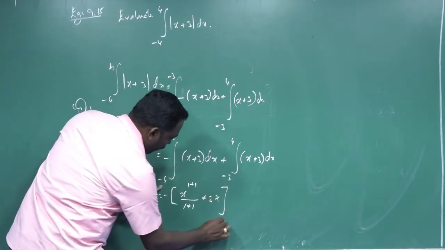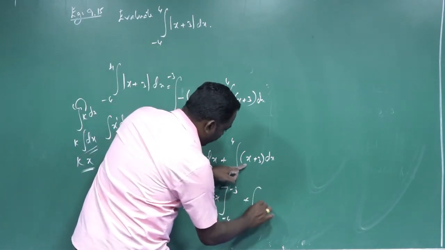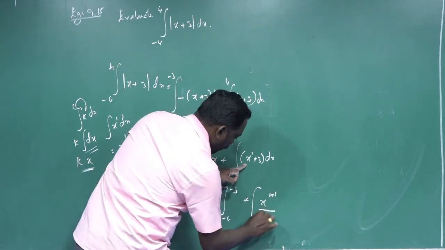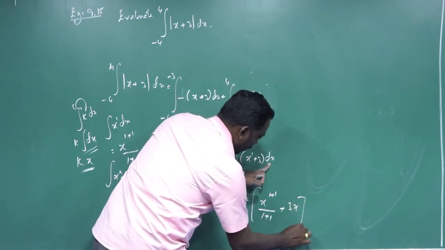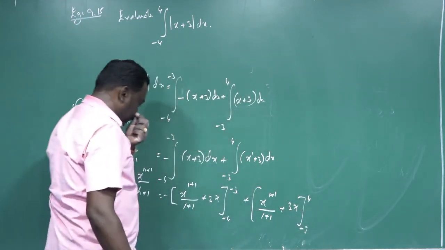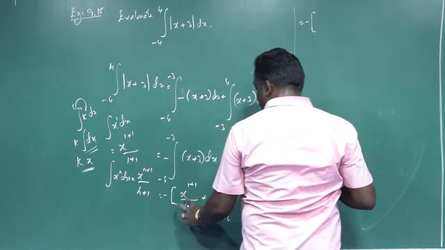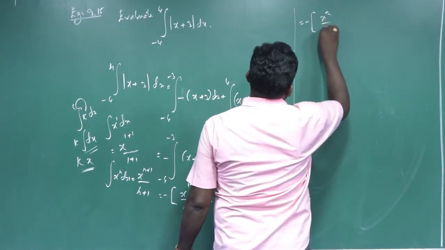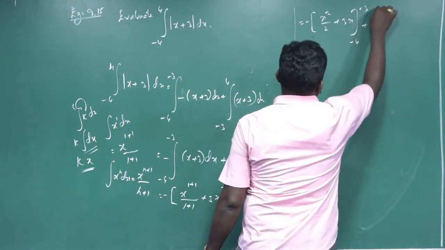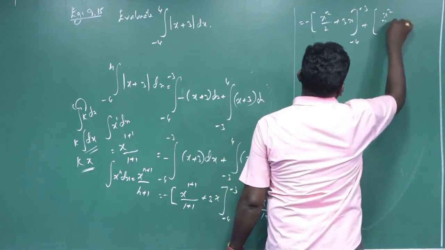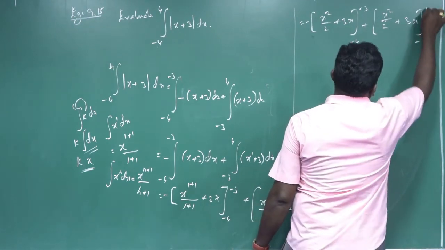The limits are minus 4 to minus 3. Then plus, similarly, integration of x to the power 1 is x to the 1 plus 1 over 1 plus 1, plus 3 times the integration of dx, which is x. The limits are minus 3 to plus 4. Now, simplification. That is equal to minus outside, x squared by 2 plus 3x, the limits are minus 4 to minus 3, plus within the bracket x squared by 2 plus 3x, the limits are minus 3 to plus 4.